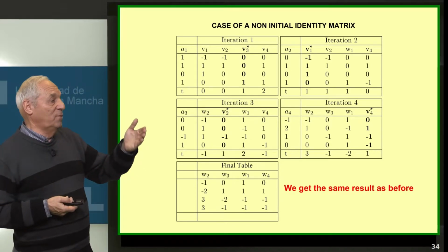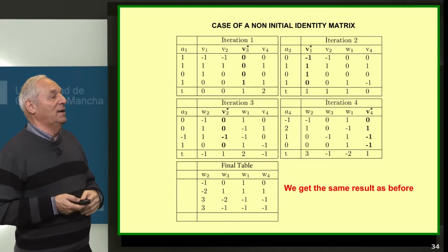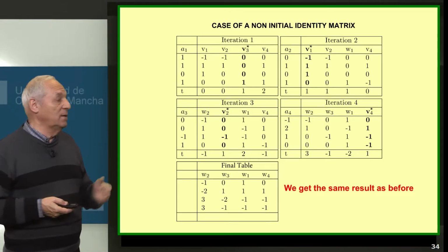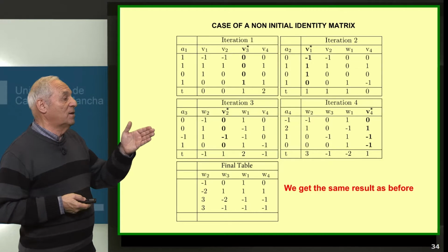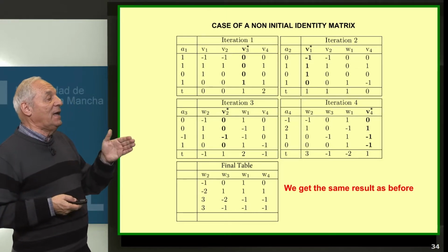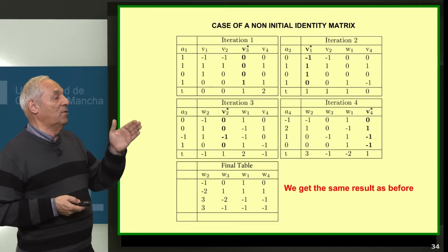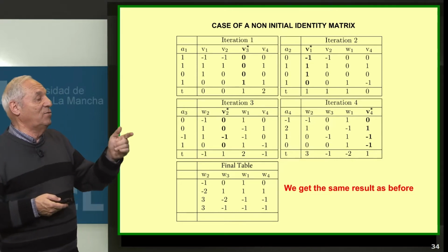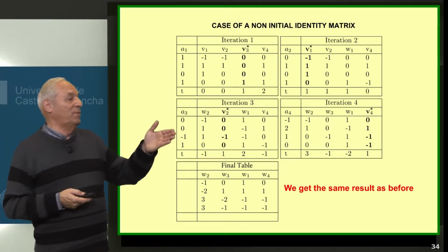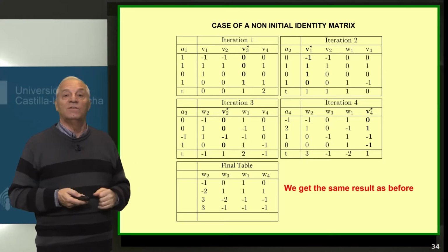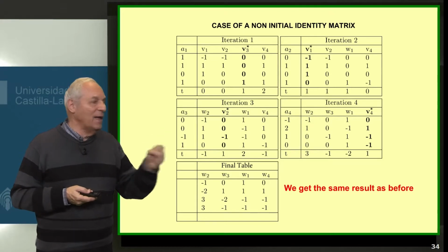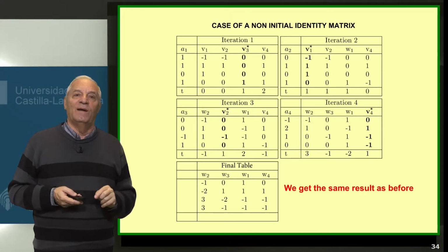Then, we have introduced the second vector, we have pivoted with the first column, and we have obtained the matrix that appears in iteration 3. Finally, we have introduced the vector A3, we were able to pivot with V2, and we have obtained the matrix at iteration 4. At iteration 4 we introduce the last vector, A4, and we pivoted again, with V4, and we have obtained the final matrix.